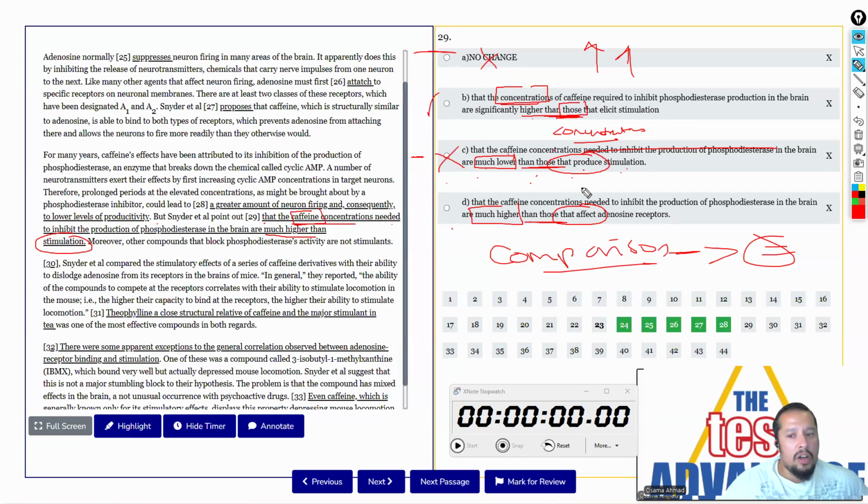And at D, the concentrations that affect, right? Caffeine concentrations needed to inhibit production are much higher than those that affect adenosine receptors. No, this is a mistake here. Actually, we're not discussing adenosine receptors. If I remember correctly, we're just discussing the concentrations. So D, I would say, is incorrect because of the receptors portion. Wow, this was hard.